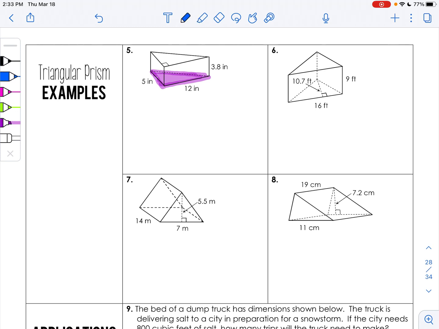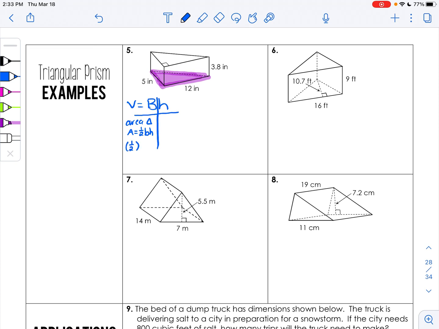And we find the volume the same. It's the same formula: the area of the base times the height. So if we divide it up, the only difference is when we find the area of the base, our area is a triangle. And we know that the area of a triangle formula is 1/2 base times height. So just finding the area of the base is a little bit different.